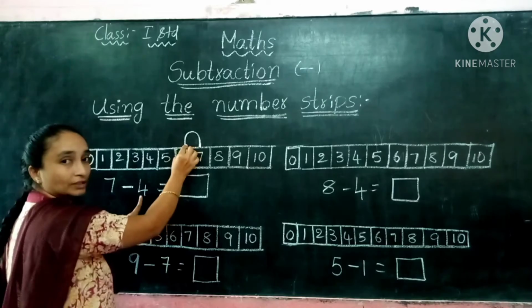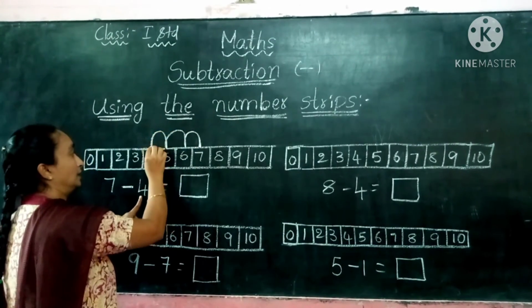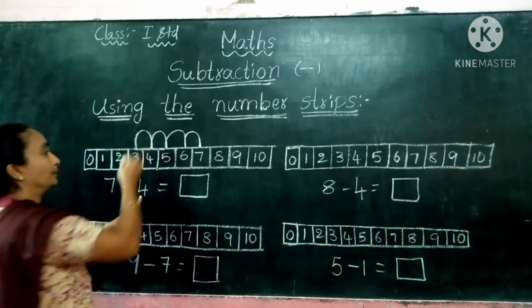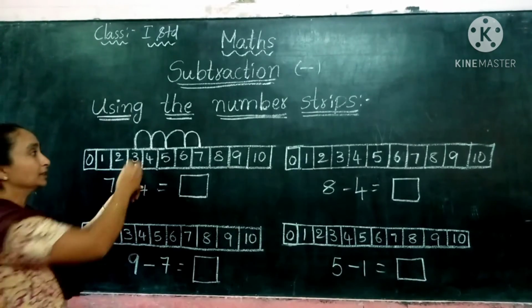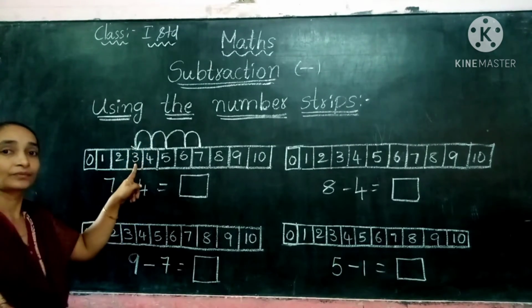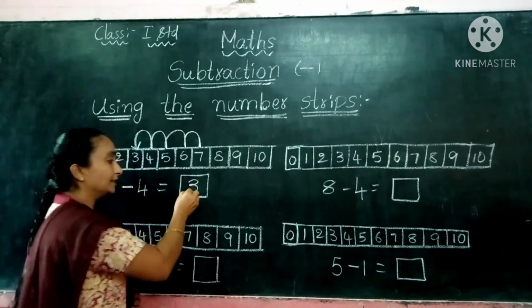So let us count, children. 1, 2, 3, 4. So if we come to the 4, the 4 jumps come backward, then where did it stop, children? 3. So the answer is 3.